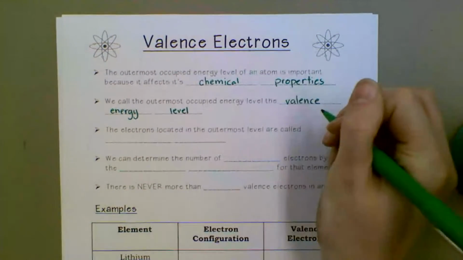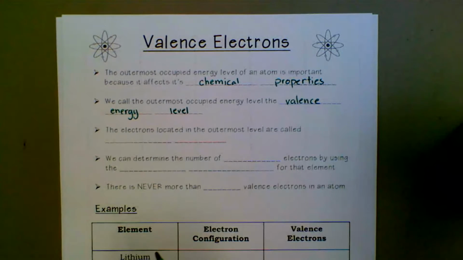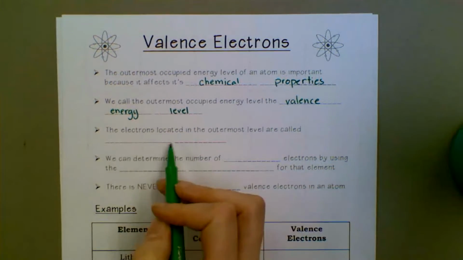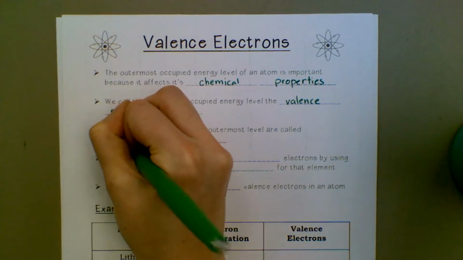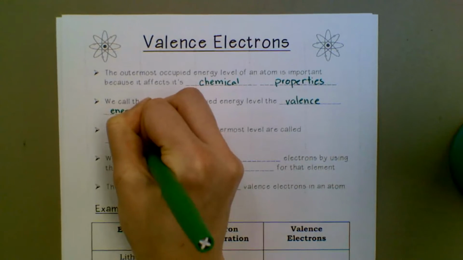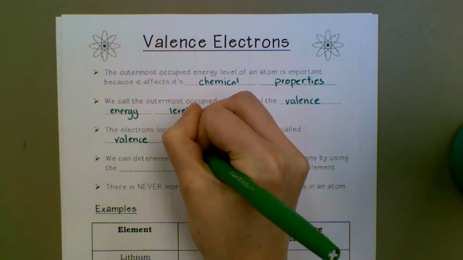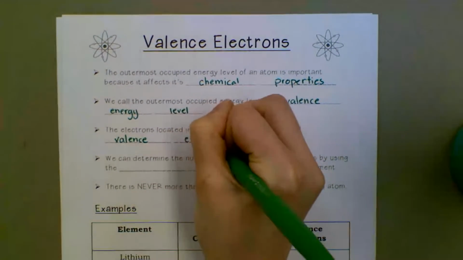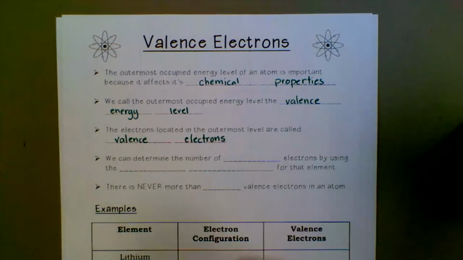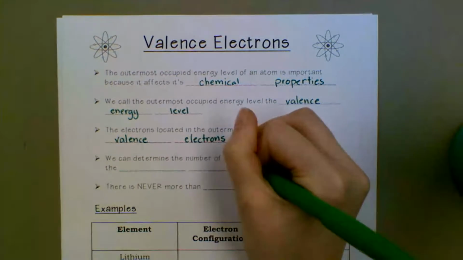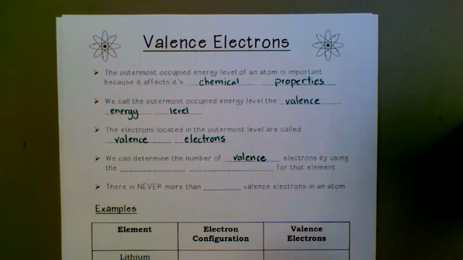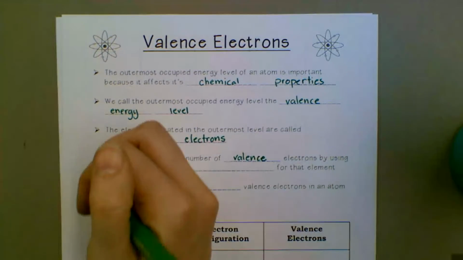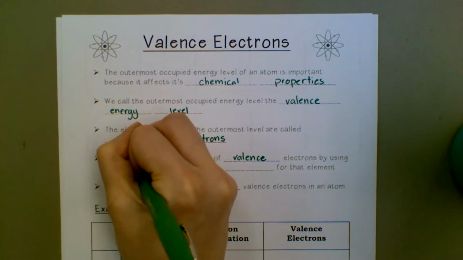So whenever we're talking about valence, it's the outside part. It's the most accessible part of the atom. The electrons located in the outermost level are called, once again, valence, right? Because they're the outside ones, but this time it's valence electrons. We can determine the number of valence electrons, or electrons that we're going to use for bonding and chemistry, by using the electron configuration.